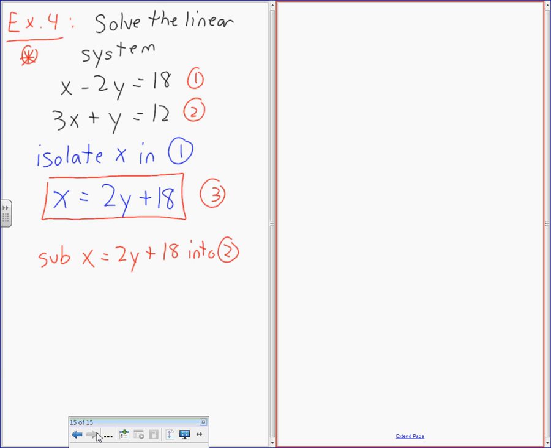It started off as 3x plus y equals 12 was my equation. But everywhere I see an x, I'm going to sub in 2y plus 18. Now I'm just going to take a step back because this is the tricky part. First, I isolated x. Once I had my x, I subbed it into the opposite equation. I'm happy at this point because I only have one variable left. There's only a y now, so I'm able to solve for y.